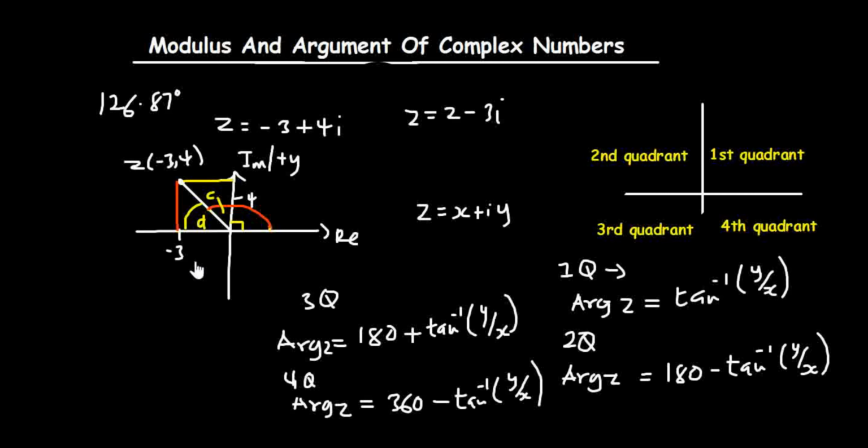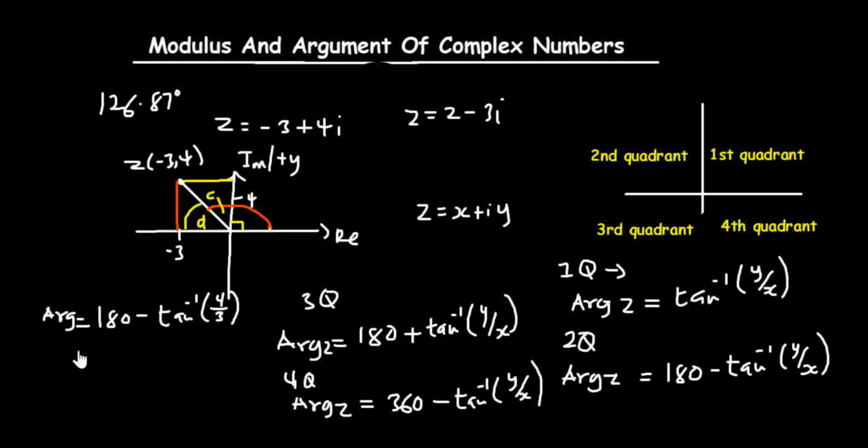Okay, so now let's use these formulas to calculate the argument of this complex number z. With this complex number z, you see that it lies in the second quadrant. So which formula are you going to use? You're going to use this formula: 180 minus the tan inverse of y over x. So therefore you have argument z equal to 180 minus the tan inverse of y over x. And you know y to be 4, and x to be 3.